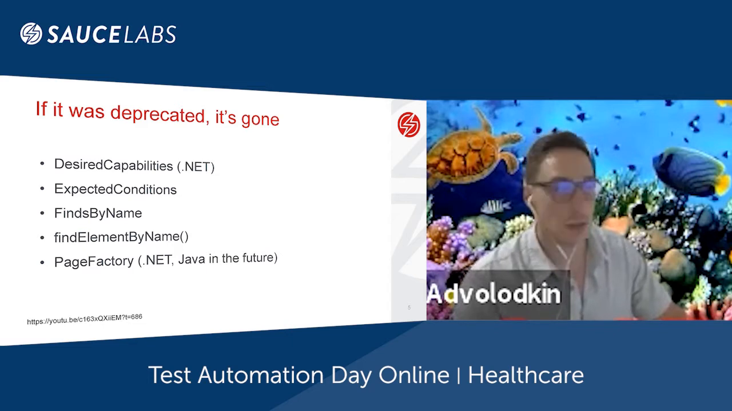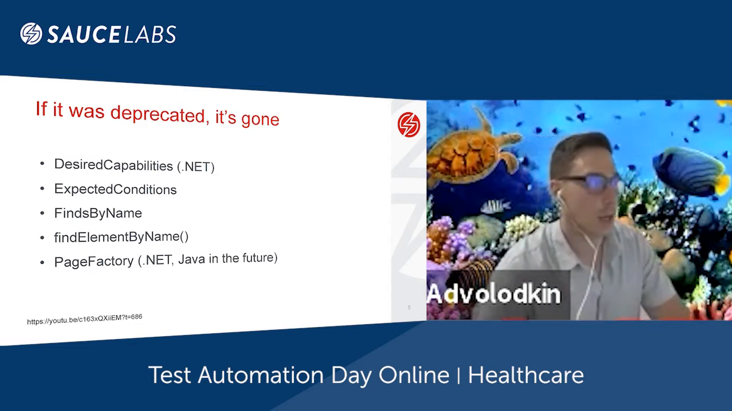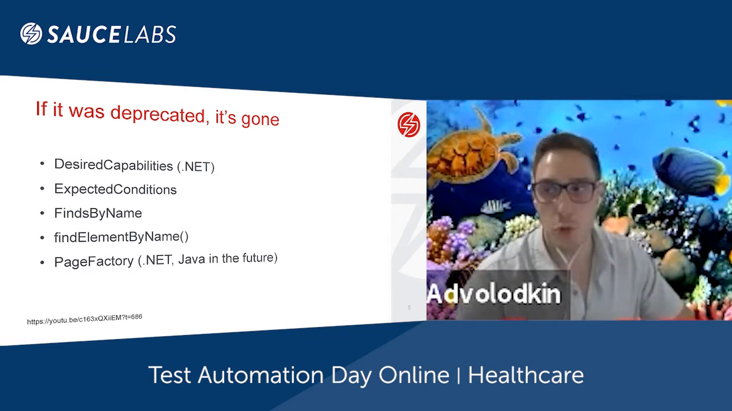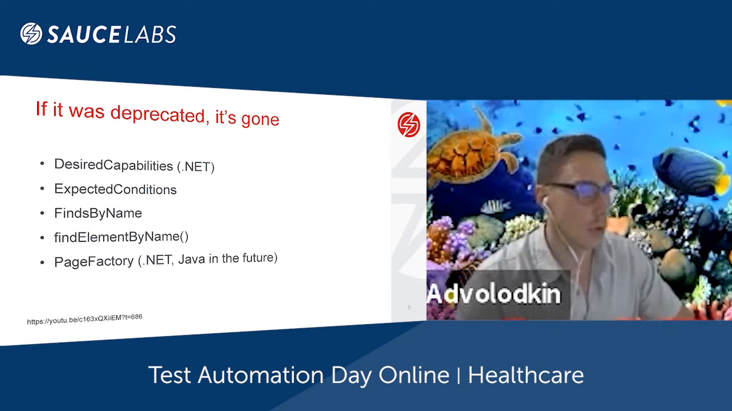In Java, that's not 100% true because Java doesn't have the concept. They do have the concept of desired capabilities, but you'll basically just need to switch over to mutable capabilities, which is what exists in Selenium 4. And I'll show you guys demonstrations of all of this as well.